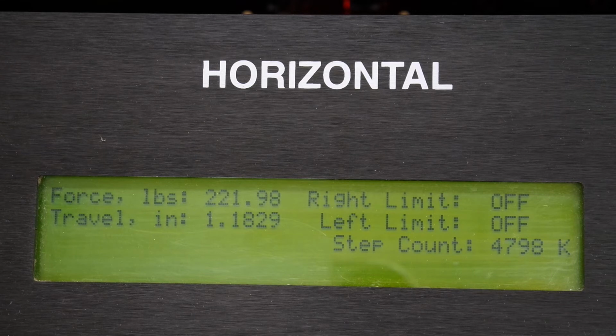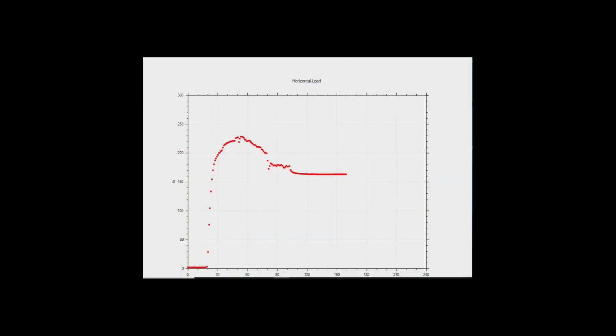We will be running our test at 0.02 inches per minute, so we will be taking a reading every 30 seconds. At the 0.01 horizontal displacement intervals, we will record both the horizontal load and the vertical displacement. Once we have taken all of the readings we need, the test will be finished.